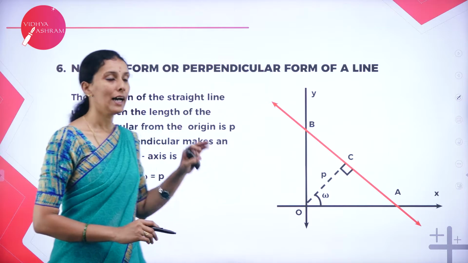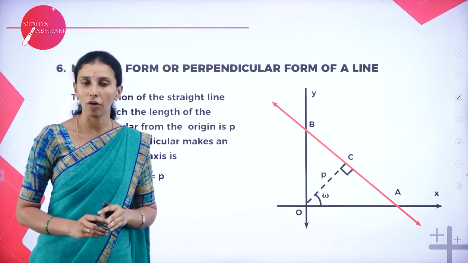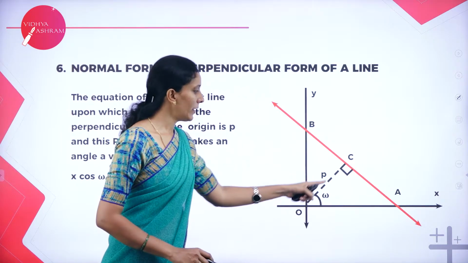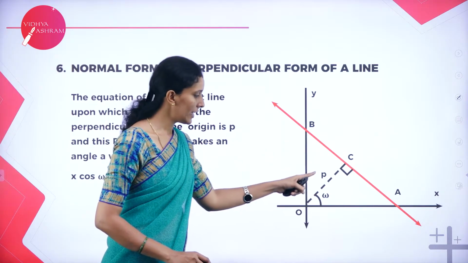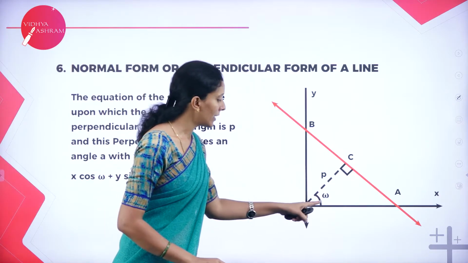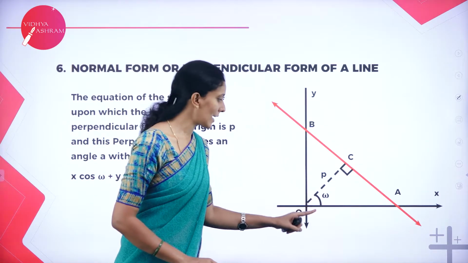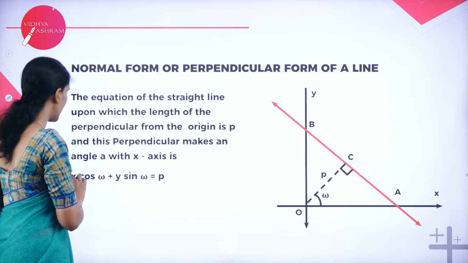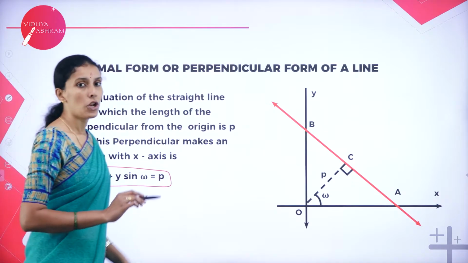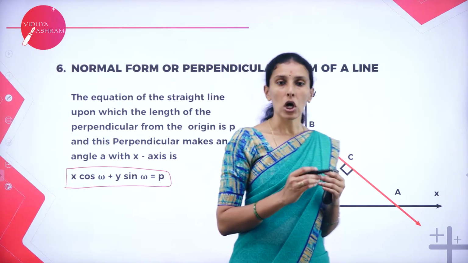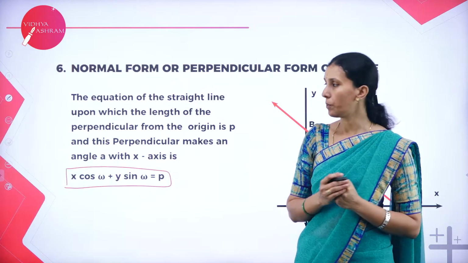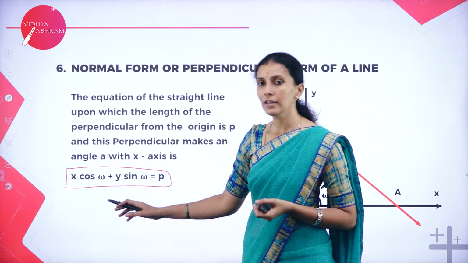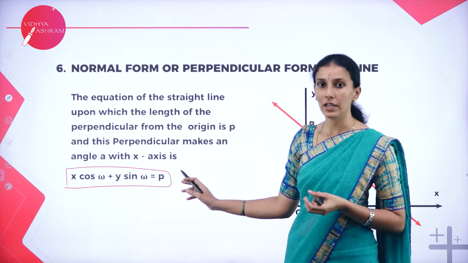Next we come across the normal form or the perpendicular form of a line. Here is a line given, and the perpendicular distance from the origin is denoted by small p, and the inclination of the angle along the x-axis is given by omega, and the equation is represented in this form. This is called the normal form of an equation, or normal is nothing but the perpendicular. So, the perpendicular form of the equation of a line: x cos omega plus y sin omega is equal to p.